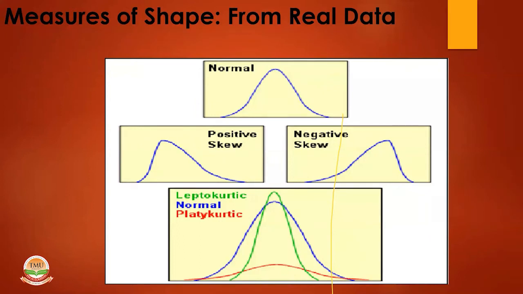There are two measures of shape: one is skew and the other is kurtosis. Look at the diagram, the blue diagram just below the normal. There is positive skewness and negative skewness. Positive skewness means you have larger values towards the greater values. Let's look at it related to performance assessment. A large number of people have been assessed as high performers by the respective managers. So you have a normal curve being skewed towards the right side.